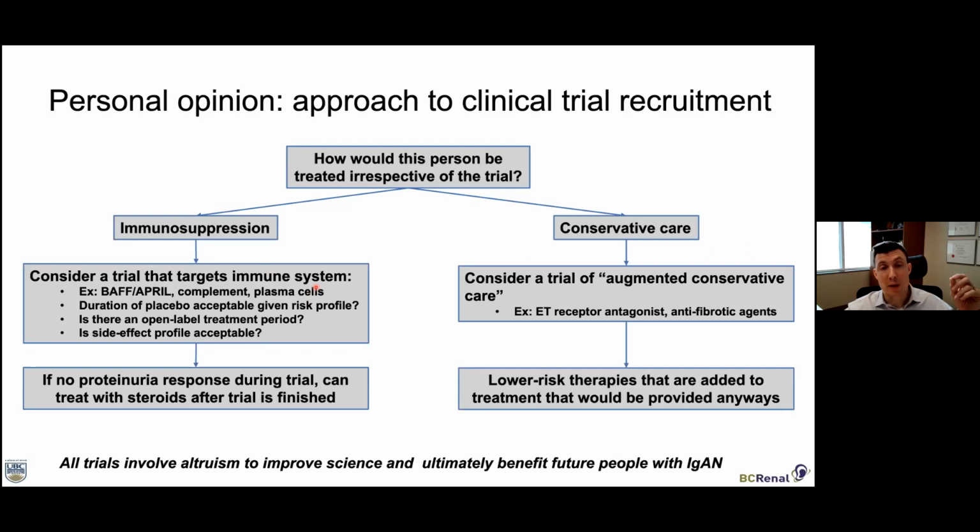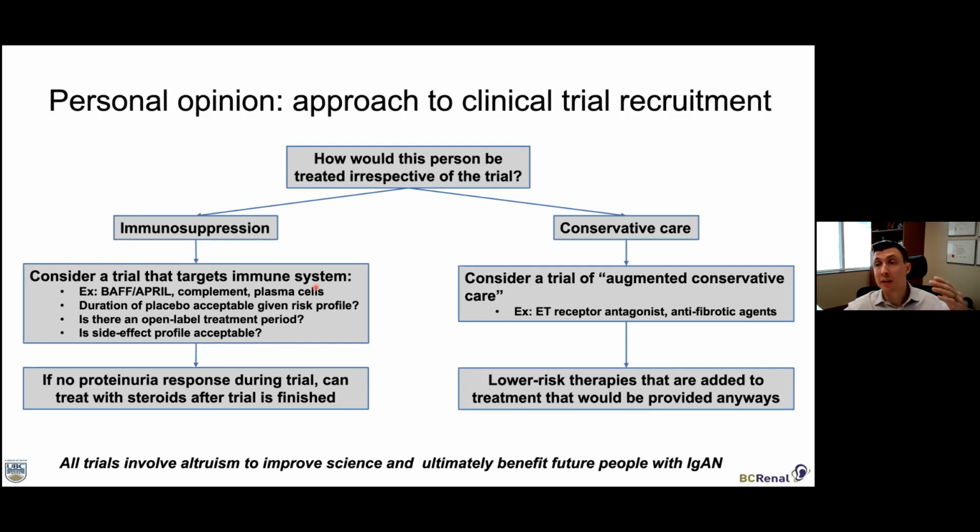The first is the duration of placebo acceptable given the risk profile for that individual patient? So if we use, for example, the prediction tool and we identify this person to be extremely high risk, we may not be very happy enrolling that person in a trial that has a very long placebo period because there may be an unacceptable risk that kidney function may decline during that time. However, if a study has a very short placebo period, that might be okay.